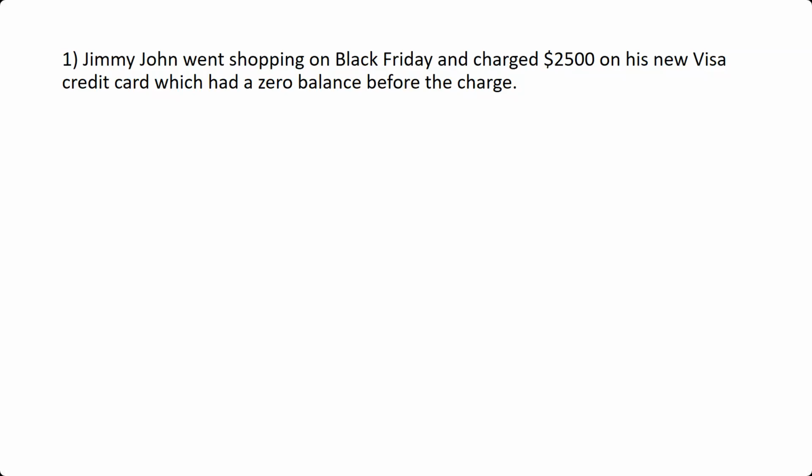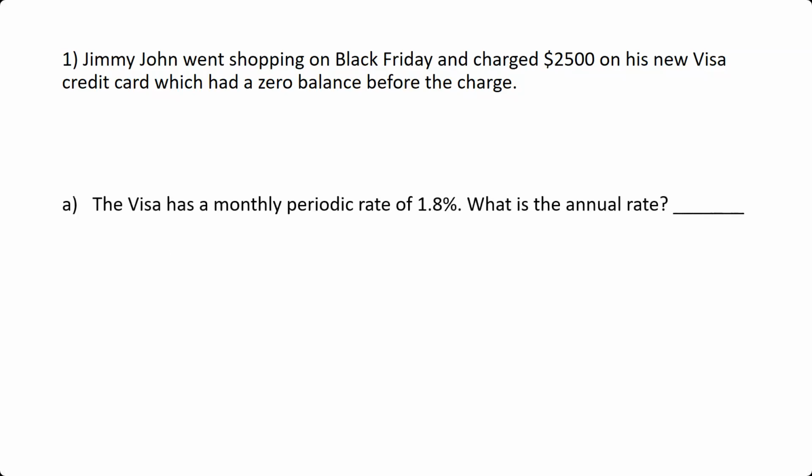Okay, so Jimmy John went shopping on Black Friday and charged $2,500 on his new Visa credit card, which had a zero balance before the charge. The Visa has a monthly periodic rate of 1.8%. How do we find the annual rate? Since it's monthly, you take the monthly rate and multiply it by 12. 21.6%.